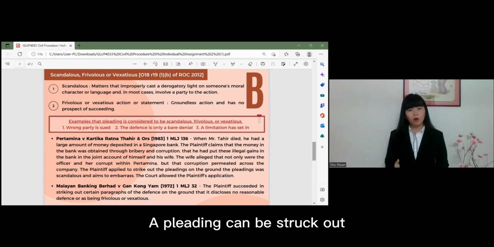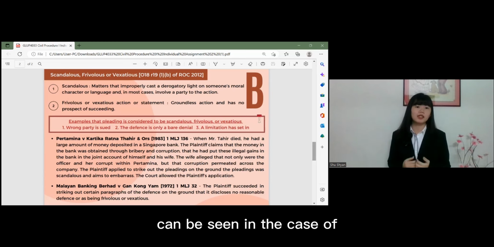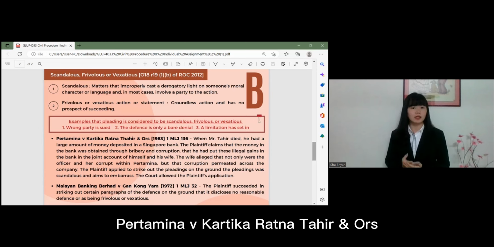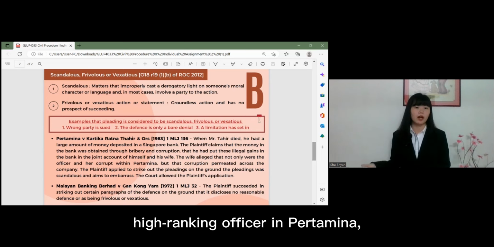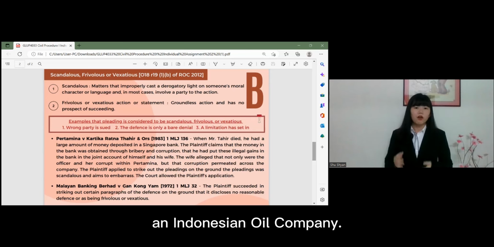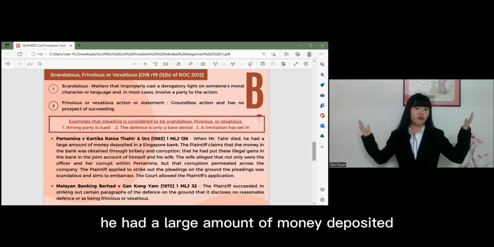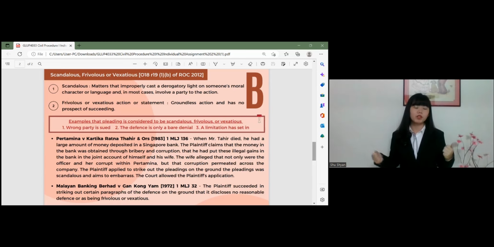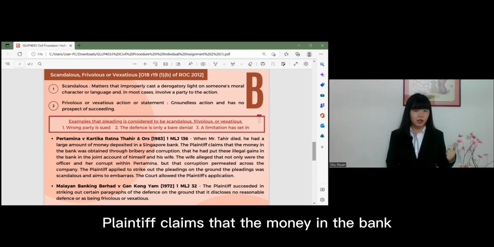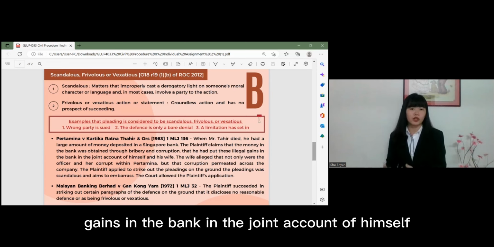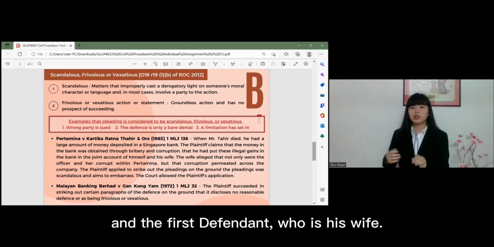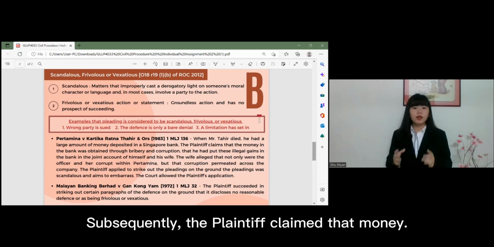A pleading being struck out because it is scandalous can be seen in the case of Pertamina versus Kartika Ratna Tahir and others. In this case, there was Mr. Tahir, who was a high-ranking officer in Pertamina, an Indonesian oil company. When Mr. Tahir died, he had a large amount of money deposited in a Singapore bank. The plaintiff claims that the money in the bank was obtained through bribery and corruption, and that he had put these illegal gains in the bank in the joint account of himself and the first defendant, who is his wife. Subsequently, the plaintiff claimed the money.